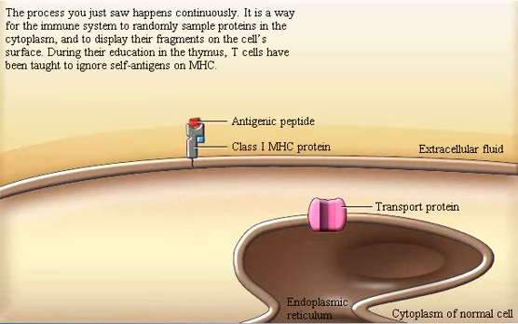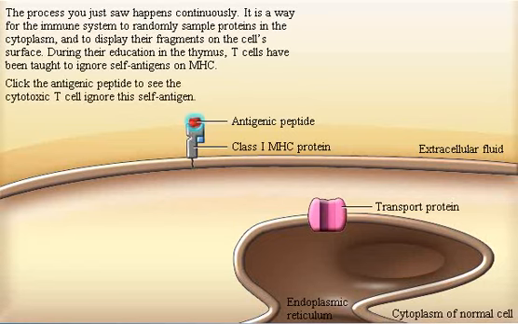Keep in mind that the process you just saw happens continuously. It is a way of randomly sampling proteins in the cytoplasm and displaying their fragments on the cell's surface. Also remember that during their education in the thymus, T cells have been taught to ignore self-antigens on MHC. Click the antigenic peptide to see the cytotoxic T cell ignore this self-antigen.